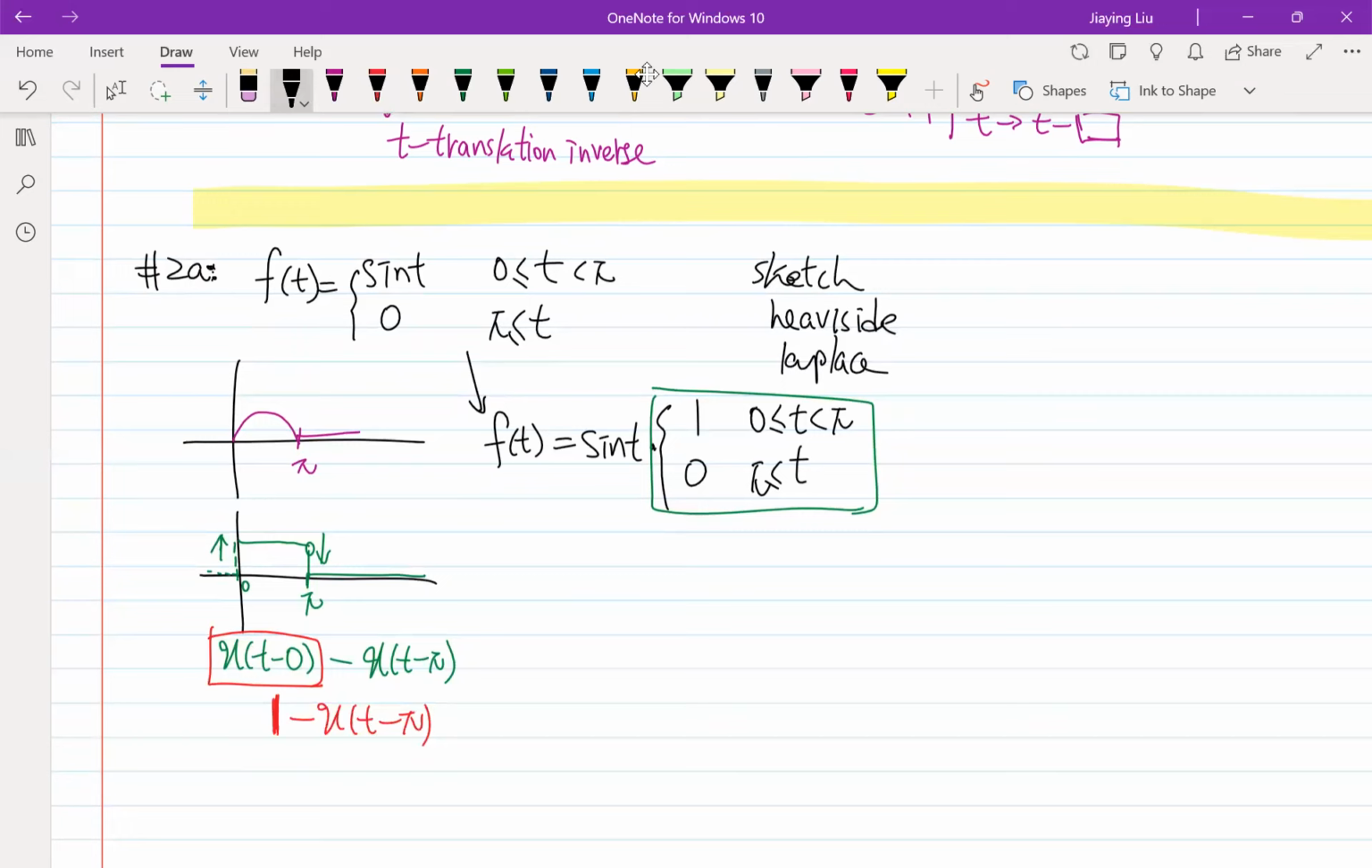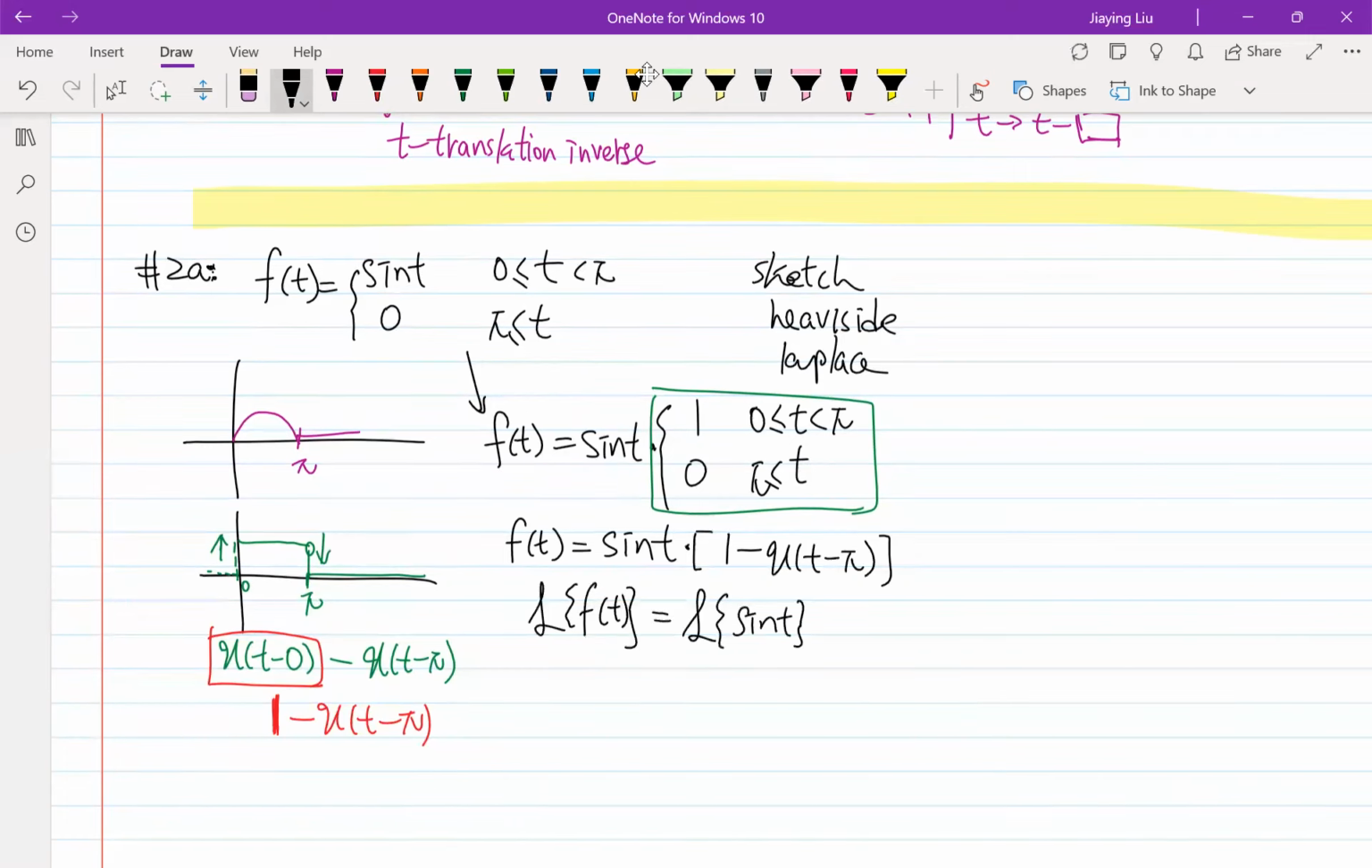So now we can write down f of t is equal to sine t times, I'm going to use the second one, 1 minus u(t minus pi). And then we can find the Laplace transform from here. The first part is the Laplace transform of sine t. We know that based on the table. Minus the Laplace transform of the second part, which is u(t minus pi) times sine t.